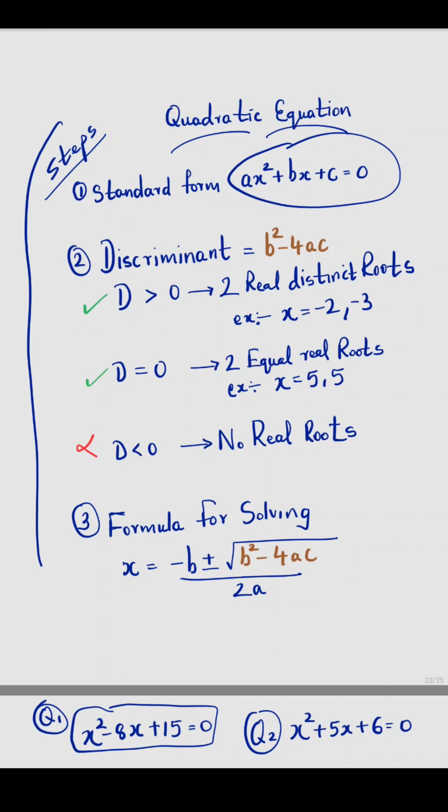So these are 3 easy steps to find the value of x for a QE. I will keep referring to QE for quadratic equation. So yes, step number 1: the standard form of a quadratic equation is ax square plus bx plus c equal to 0.